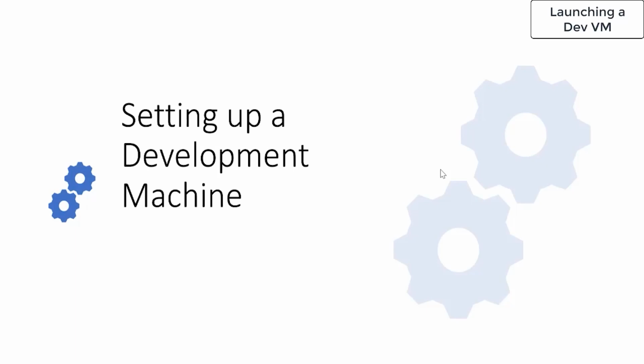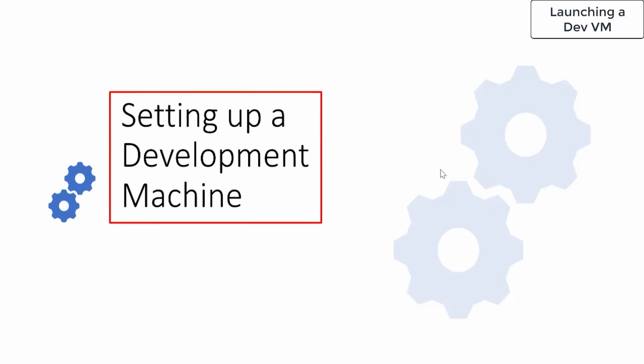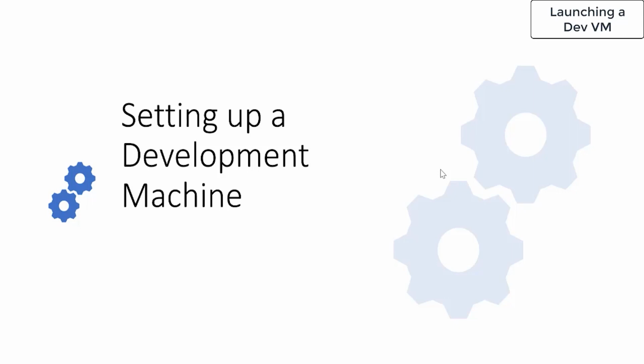So in this session, we'll be setting up a development machine. In organizations, we have multiple environments. One is the dev environment, then we have UAT environment, then pre-prod and many more. And the final one is production. So we are here going to set up a development machine.